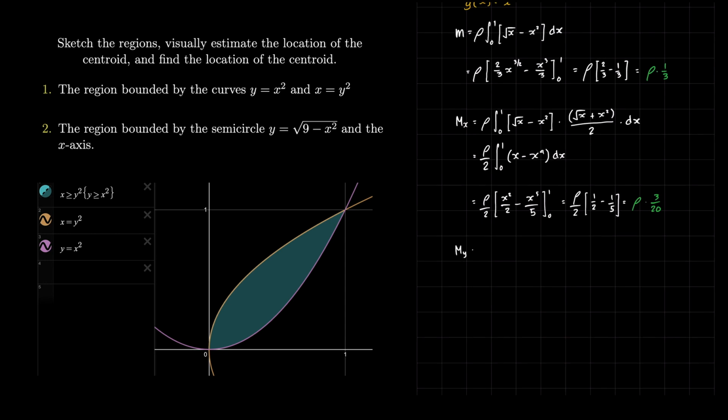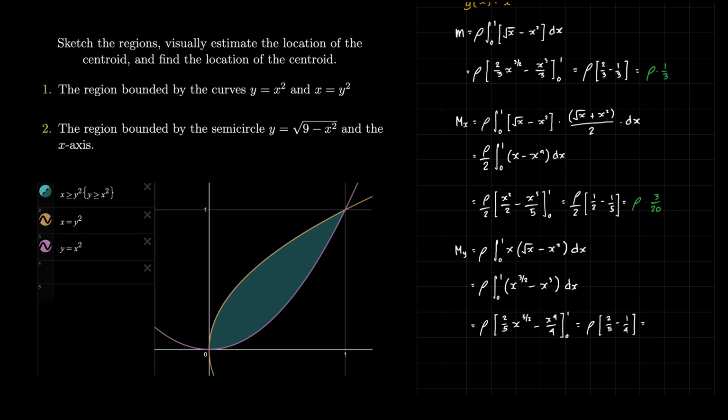So capital M sub y ay equal sa rho times the integral of x times the quantity square root of x minus x squared. Distribute natin si x dun sa terms, apply the power rule, and evaluate from 0 to 1. Ang moment of mass with respect to y na nakuha natin ay rho times 3/20 din, as expected.